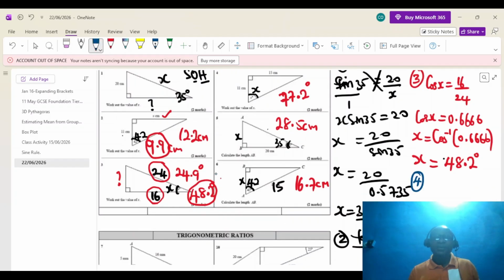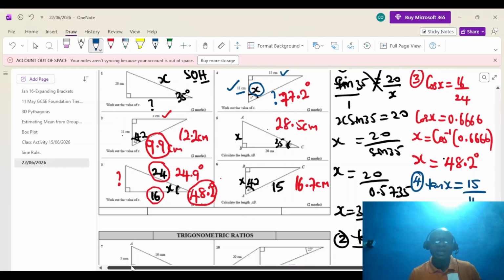It's okay. For number 4, I am finding the angle inside. The opposite of this letter x is 15 cm. The adjacent of the angle x is 11 cm. So there is nothing on the hypotenuse side. I will use opposite and adjacent, and that is tan. So what I will write is tan x is equal to 15 all over 11. Did you get that?